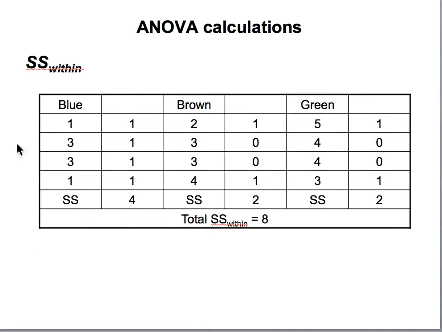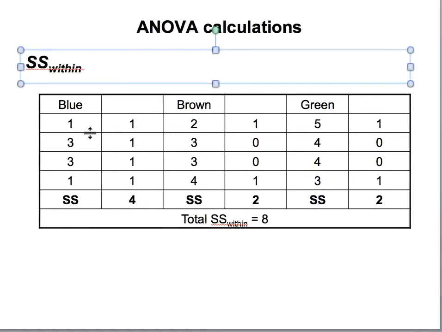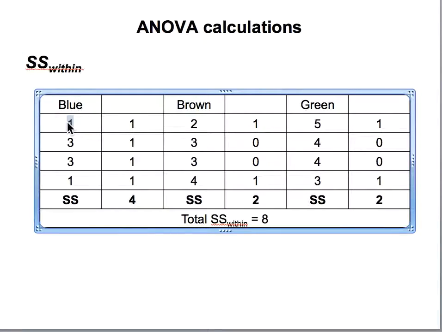If I do the sum of squares within, and I look at this, for the blue group, I have a mean of 2. This person is 1 away from 2. This person is 1 away from 2, 1 away from 2, 1 away from 2. If I square that, I get my 1s. 1 squared is 1, 1 squared is 1, 1 squared is 1, 1 squared is 1. Sum of squares add up to 4.